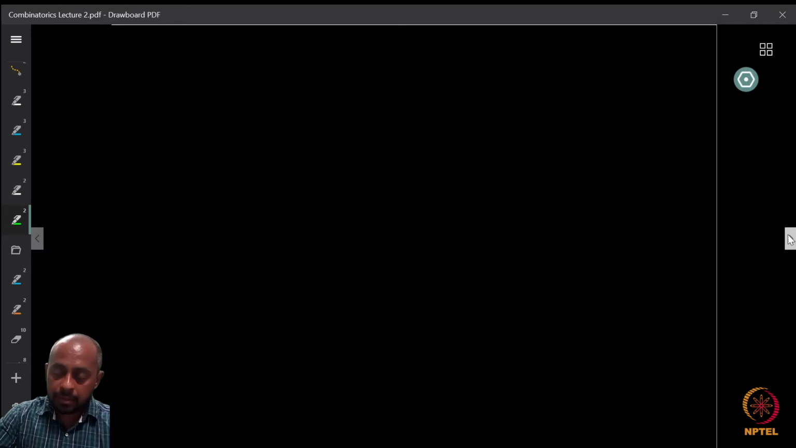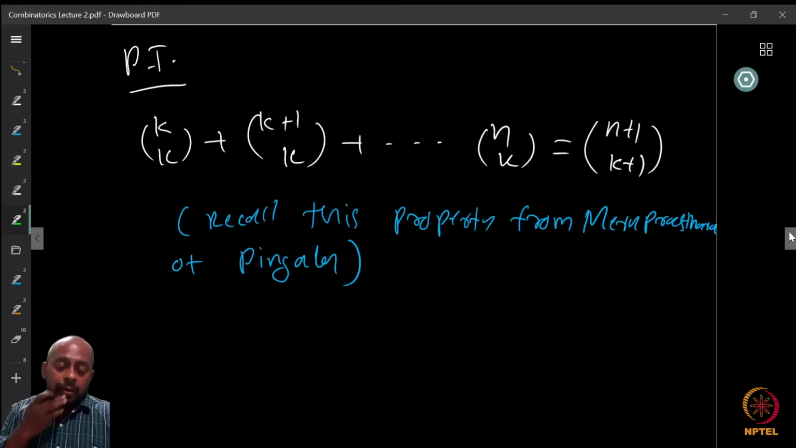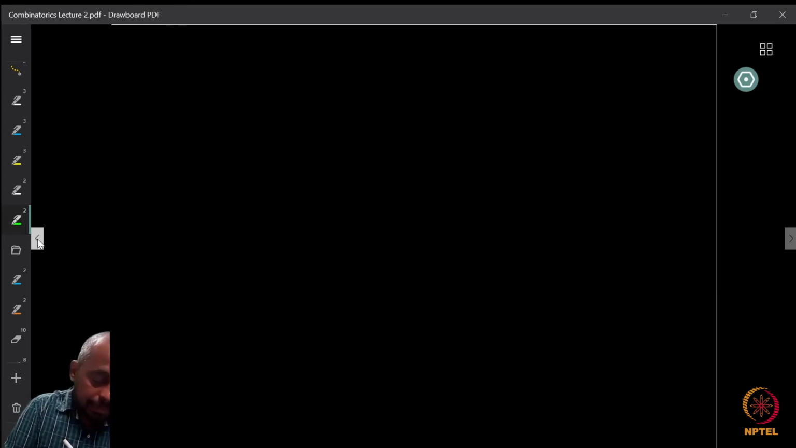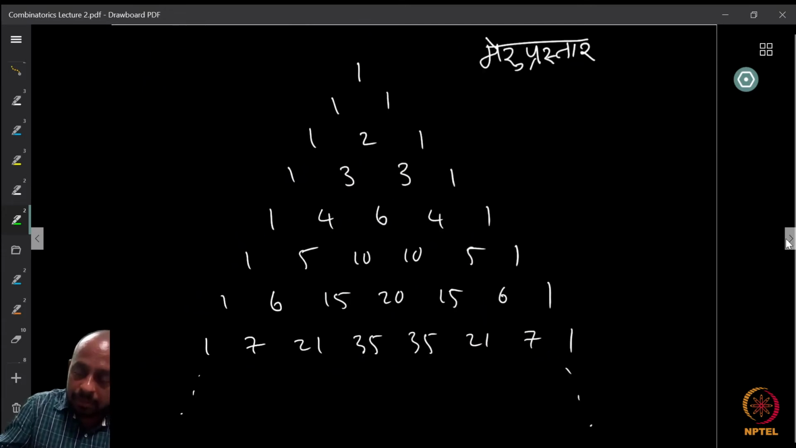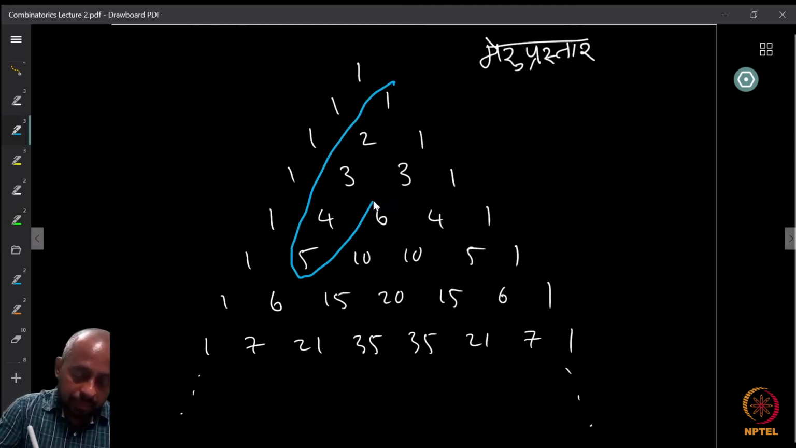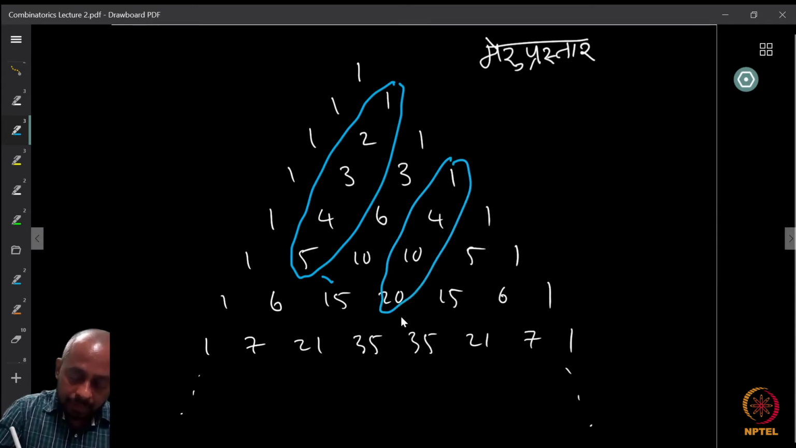Okay, I think I could have written it here. Now, recall the special property that we observed from the Meru Prasara of Pingala, right? We saw this nice property. Where was that? Yeah, I think I erased it. So we had this property, right? That the sum of this entire diagonal will be this. Similarly, the sum of any of these will be exactly this, right?